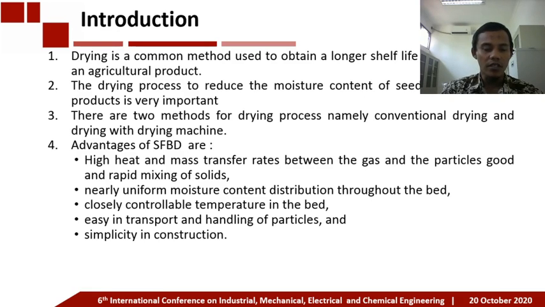And in our study, we use a Swirling Fluidized Bed Dryer machine for drying unhulled rice, because this machine has many advantages. That is high heat and mass transfer rates between the gas and the particles, good and rapid mixing of solids, nearly uniform moisture content distribution throughout the bed, closely controllable temperature in the bed, easy transport and handling of particles, and simplicity in construction.